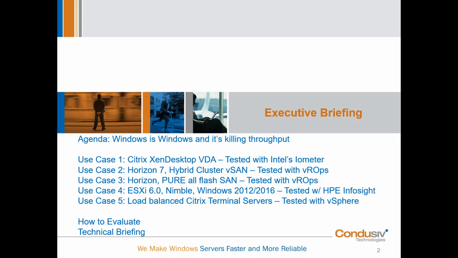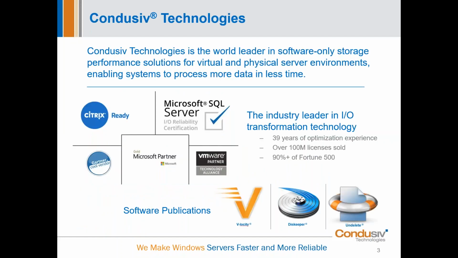So let's talk a little bit about who Condusiv is. We're going to keep this pretty high level, get through this pretty quick, but it's always good to know who you're talking with. We are a 39-year-old software company. I think, Howard, we can probably round up and call it 40 soon, right? But what I've done here is just try to look at some highlights, some of our street cred.